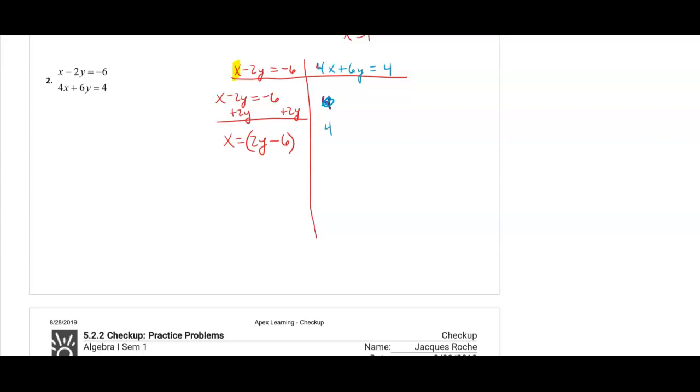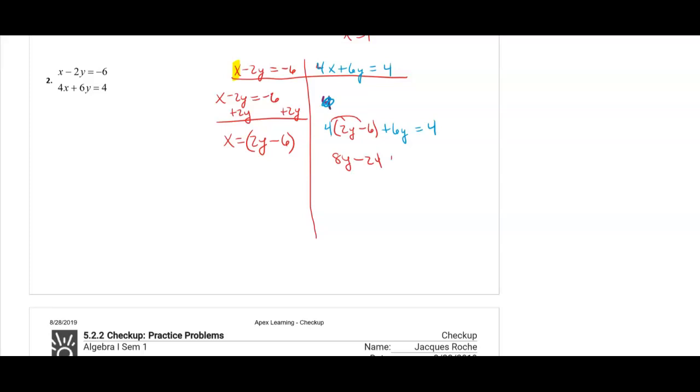Excuse that. 4, and then in that x goes out, and I'm going to put the value of x from the other side, 2y minus 6 in its place. Then I still have to bring down the plus 6y equals 4. So now my next step is to go ahead and distribute the 4. 4 times 2y is 8y. 4 times negative 6 is minus 24.